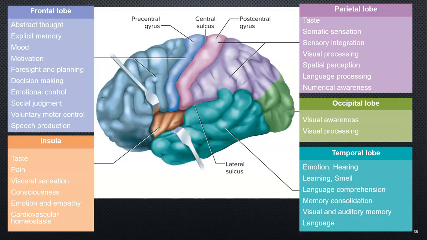So here's all that breaking down. It's hard, again, to say that one lobe is doing all of something. The reason for that is because, obviously, a lot of these things are shared responsibilities. So here's the insula, by the way. You have to look inside to find it. It has to do with taste, pain, sensation, being conscious, emotion, and empathy, and some cardiovascular homeostasis. But it's a good breakdown of the different things that each of these lobes do.